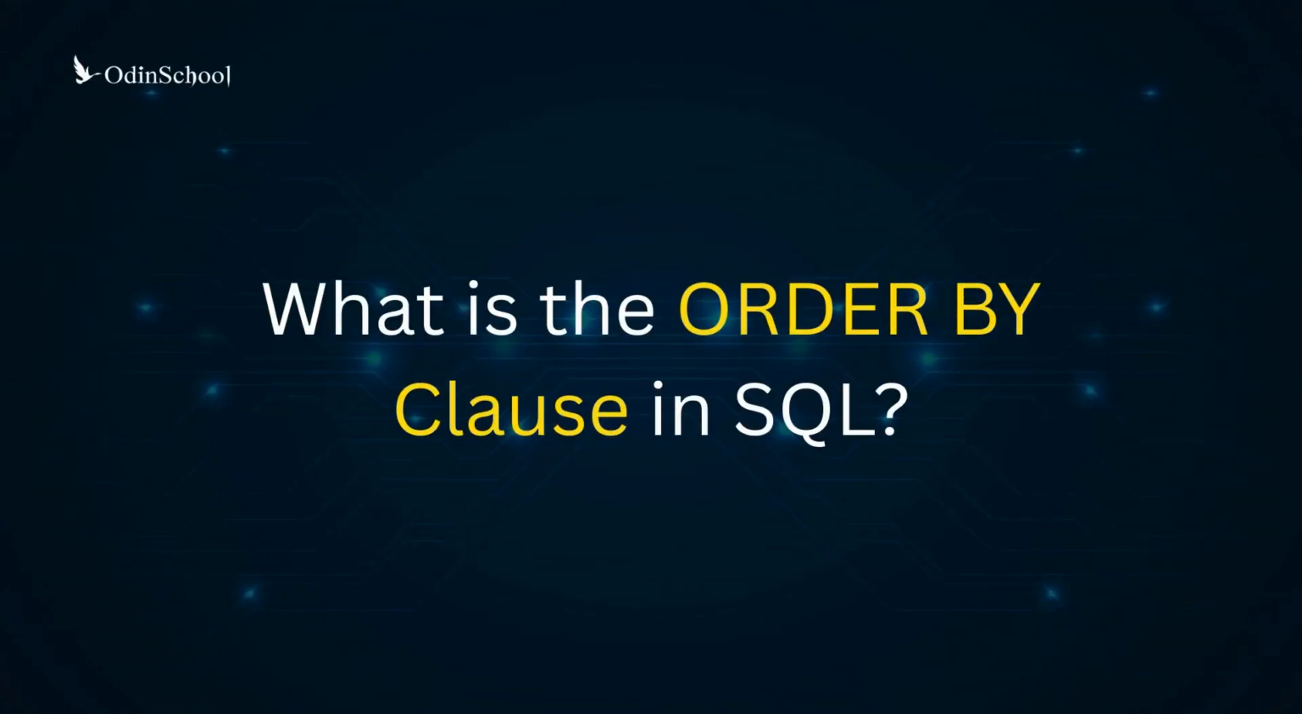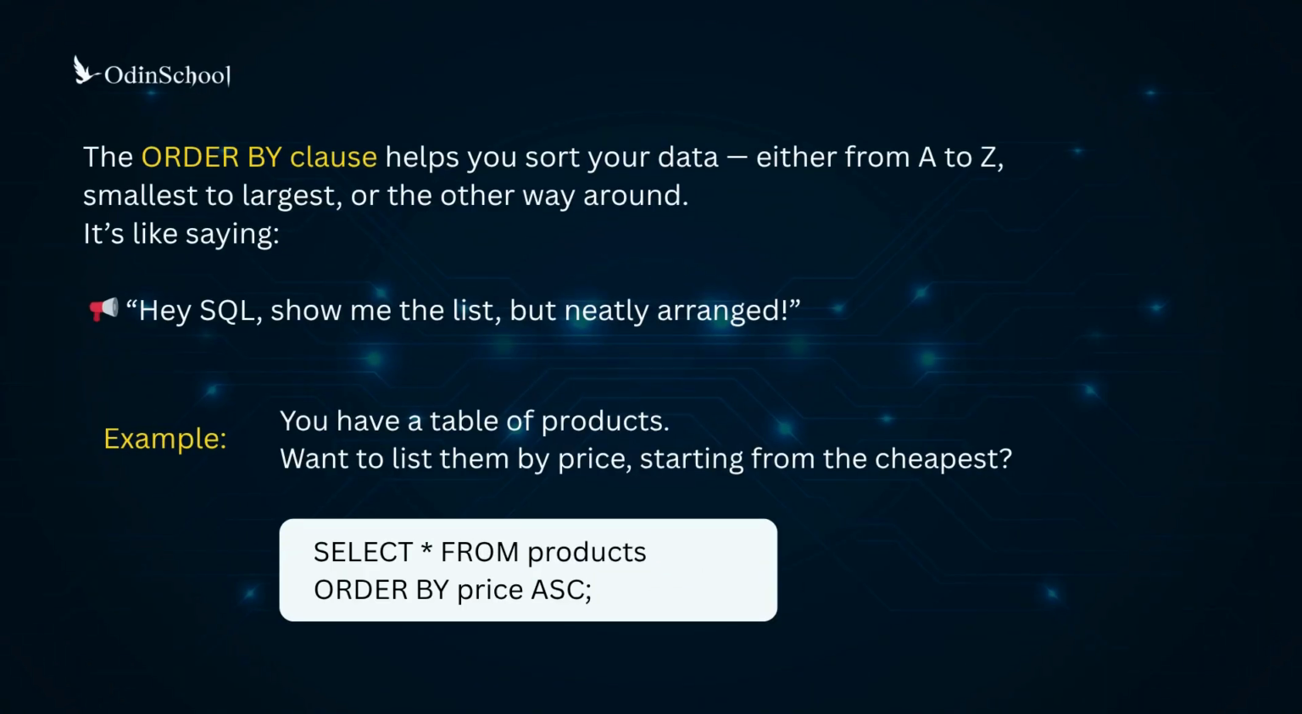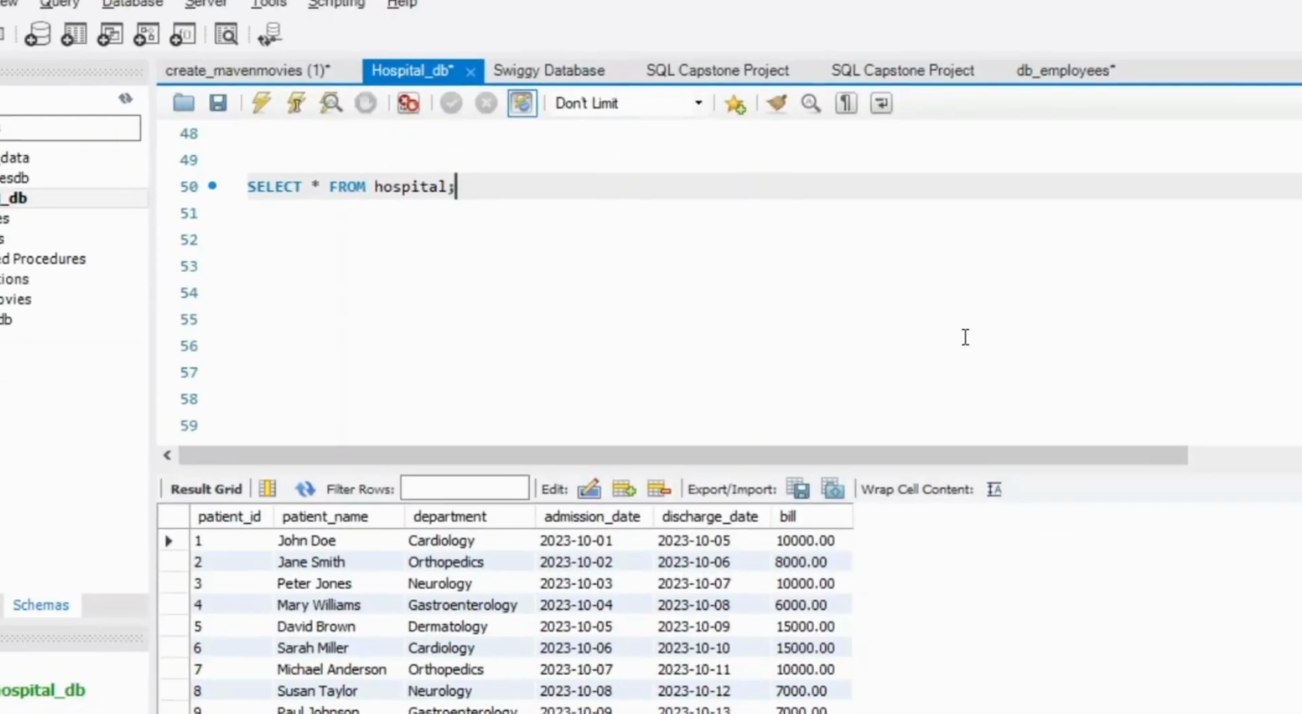In this video, we will learn about the order by clause in SQL. This clause is commonly used to arrange data in ascending or descending order, allowing us to control the presentation of data for better analysis and readability. Let's try to use order by with an example.